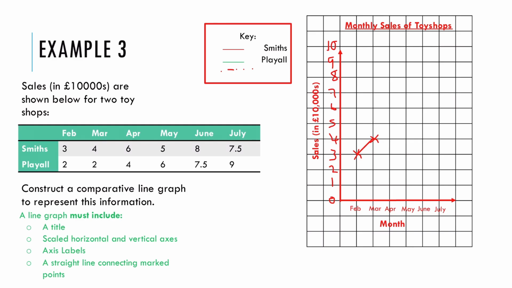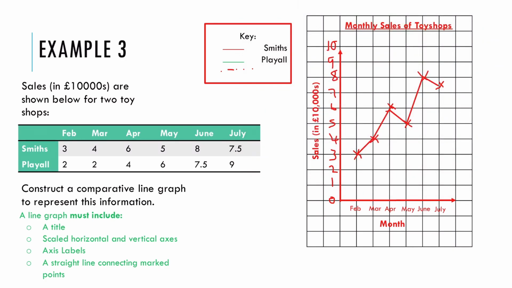Next, it's where April meets 6. Join it up with a ruler. Where May meets 5. Where June meets 8. And where July meets 7.5, so halfway between 7 and 8. Okay, now moving on to my green pen. I'm going to plot Playall.